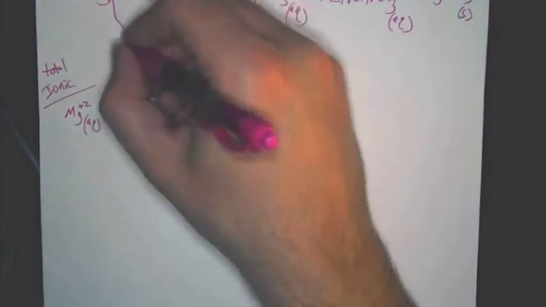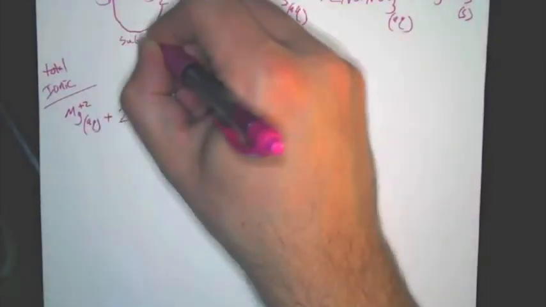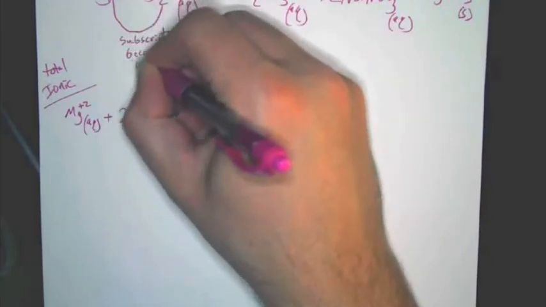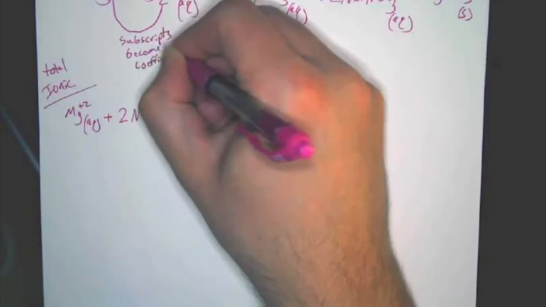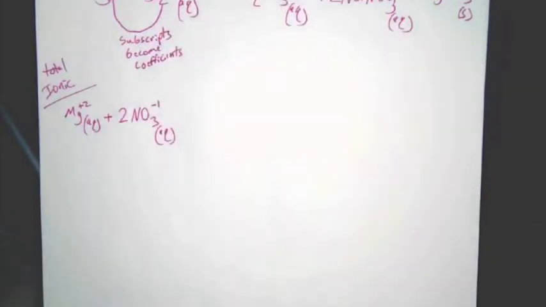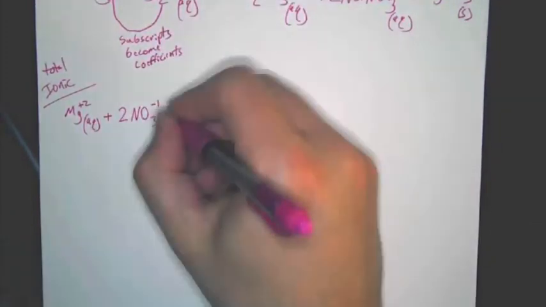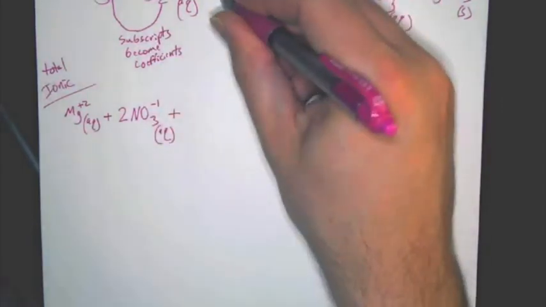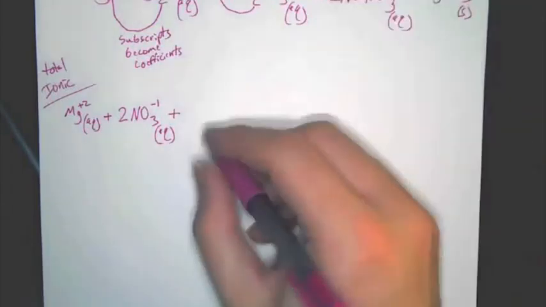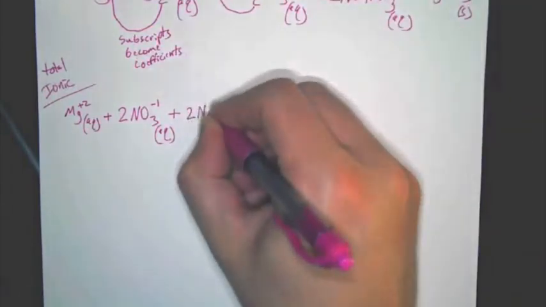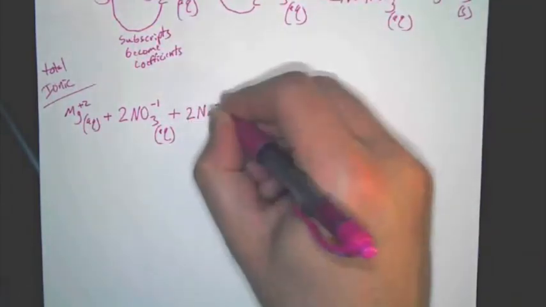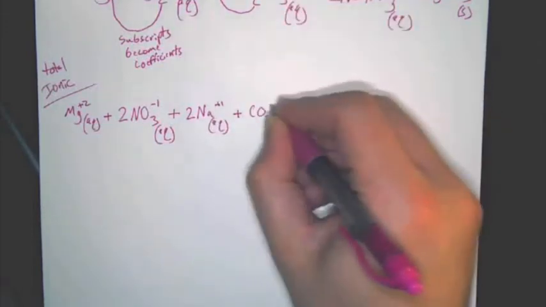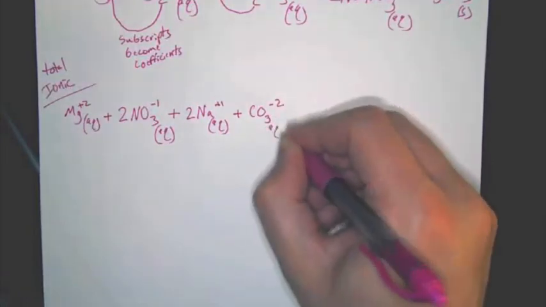So when we do this again, you might want to make a note that the subscripts become coefficients for their respective ions. So same deal. This 2 will go out in front. It'll only apply to sodium, but it will go out in front. So 2Na aqueous plus 1 plus now CO3. That's a -2 again.